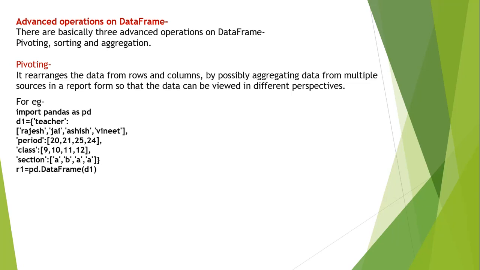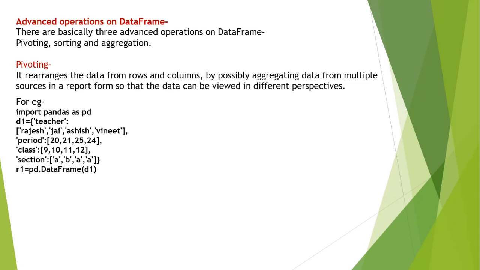So let's see what pivoting basically is. It rearranges the data from rows and columns by possibly aggregating data from multiple sources in a report form, so that the data can be viewed from different perspectives. Different perspective means that we can see the data frame according to this particular index, or according to some other particular index. So the same data frame can be seen from multiple perspectives. Now let's see an example here.